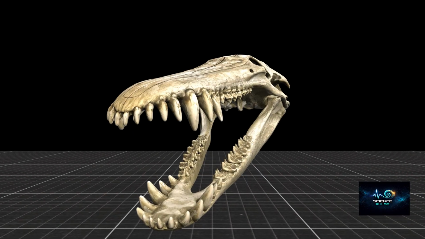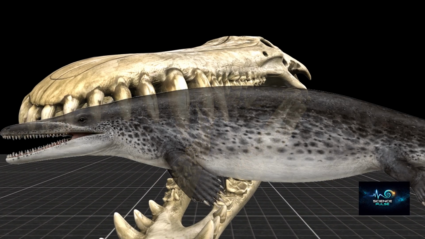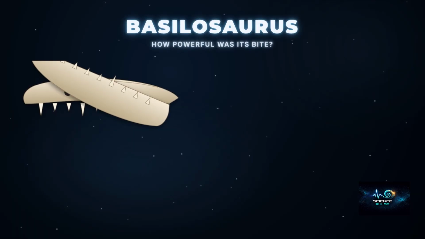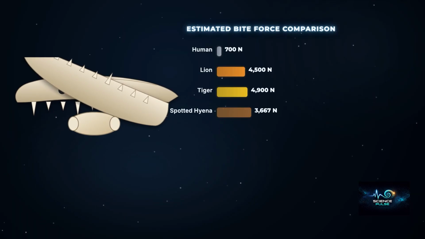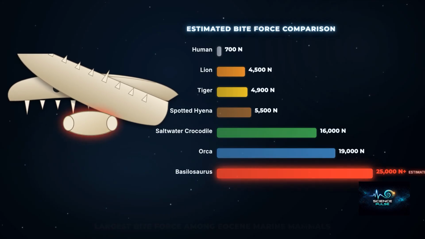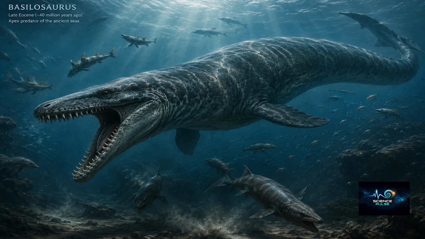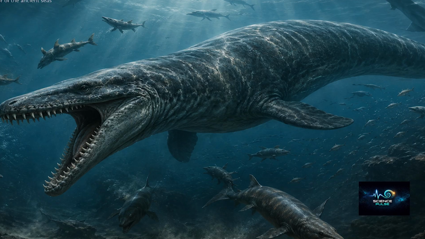This combination indicates Basilosaurus was an active predator that captured and processed sizable prey. Biomechanical studies estimate it had one of the most powerful bites of any known mammal, capable of breaking bone, consistent with the evidence for its diet. Basilosaurus was an apex predator, sitting at the top of its food chain.